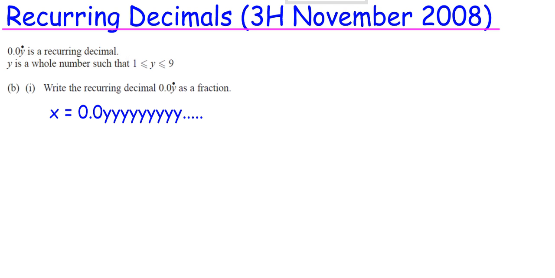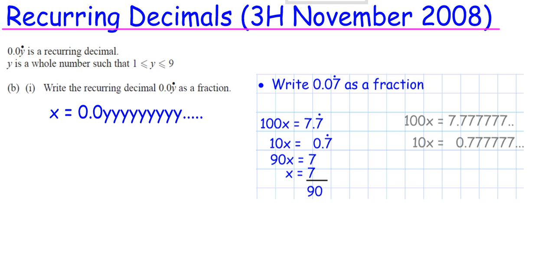Part A had us writing 0.07 recurring as a fraction. So let's make x equal to 0.07 recurring. Then we'd multiply that by 10 and by 100, and 100x would give us 7.7 recurring, and 10x would give us 0.7 recurring. This means we can take one from the other, and all these 7s after the decimal point effectively cancel each other out. So that gives us 90x equals 7, so x equals 7 divided by 90.